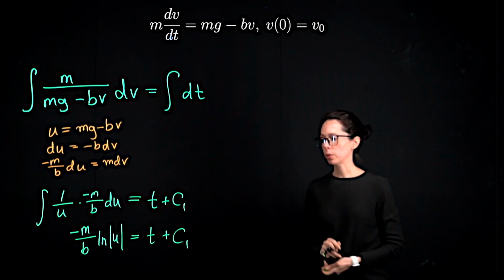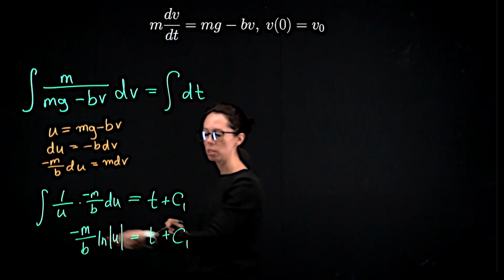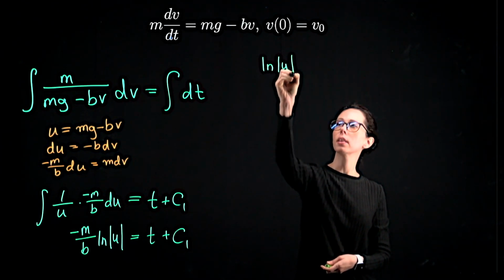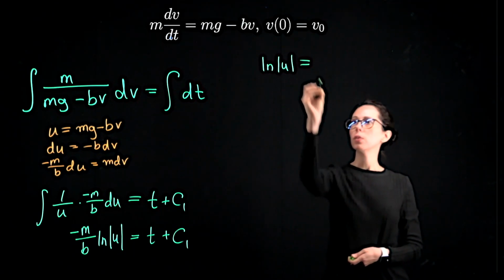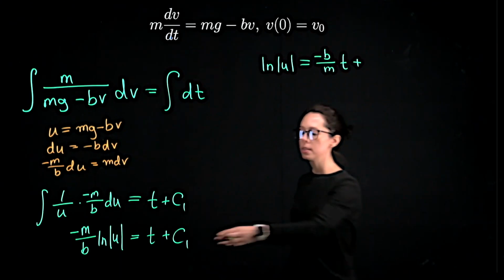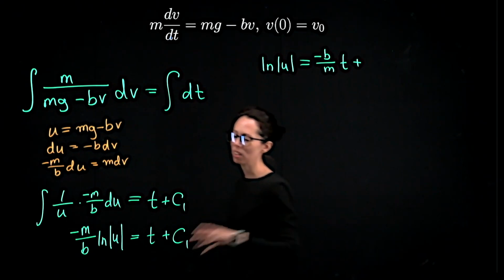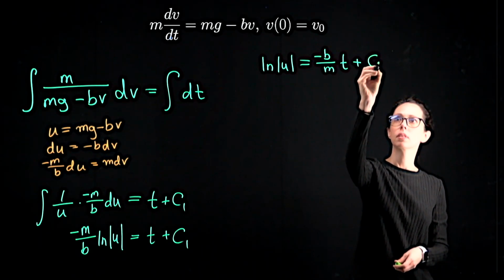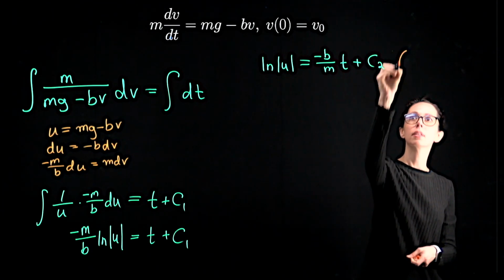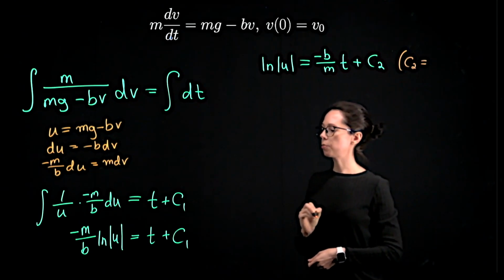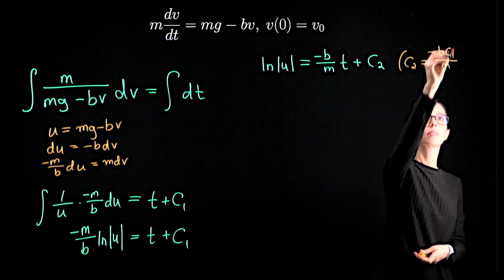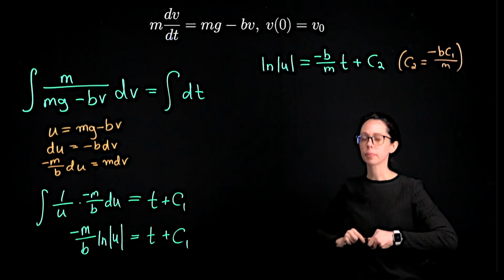I am going to now multiply both sides of the equation by negative b over m. That leaves us with natural log of the absolute value of u on the left and negative b over m t plus c1 on the right. c1 is a number, m and b are all numbers, so I'm just going to write c2, where c2 is negative b c1 divided by m. Okay, but this is just a little bit simpler.